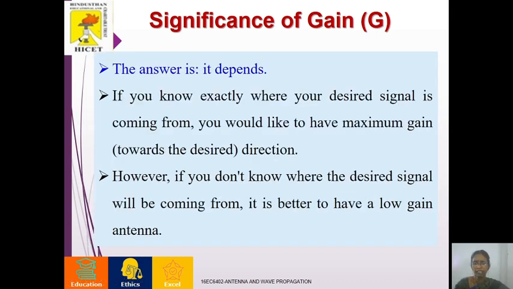If you know exactly where your desired signal is coming from, you would like to have the maximum gain direction towards the desired direction. However, if you do not know where the desired signal is coming from, then it is better to get a low gain antenna instead of a costlier high gain Wi-Fi antenna.